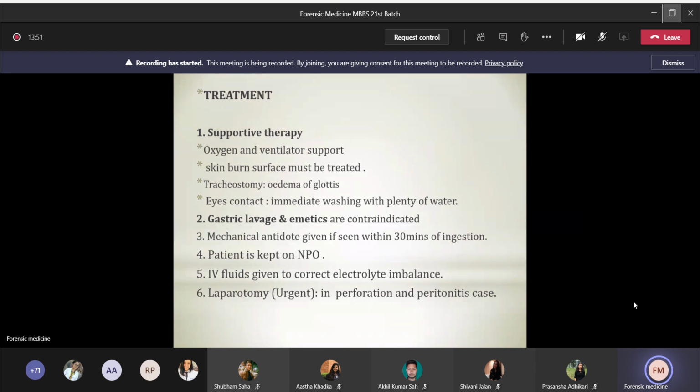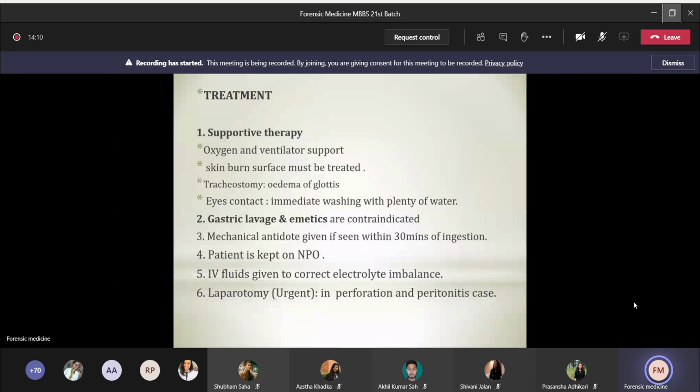And gastric lavage and emetics should not be done. It is contraindicated because it will lead to perforation. Okay. And the next one is you can give a mechanical antidote. If you are seeing the patient within 30 minutes of the ingestion of the sulfuric acid, then you can give a mechanical antidote. And the patient should be kept NPO.